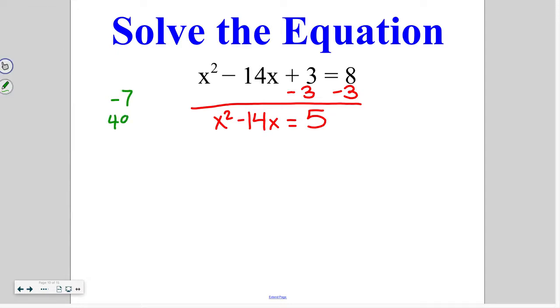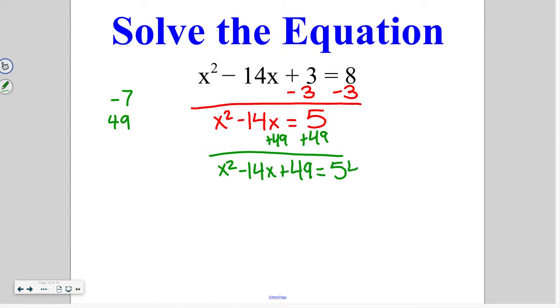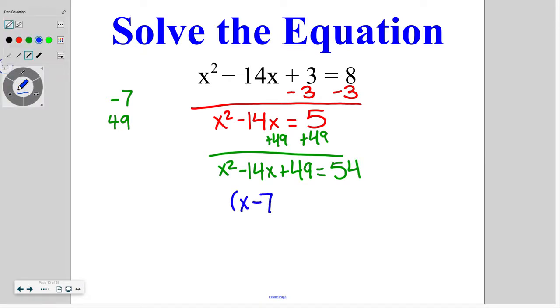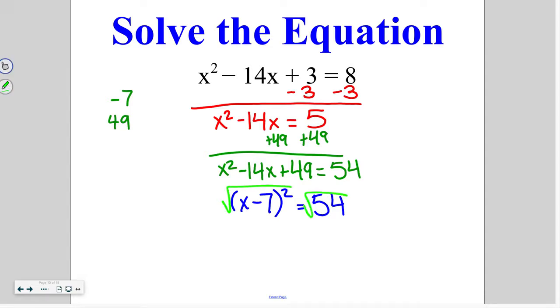Squaring that is 49. So I'm going to add 49 to both sides of my equation and end up with x squared minus 14x plus 49 is equal to 54. Again, we're going to go ahead and factor this, breaking it down into x minus 7 squared is equal to 54. Square rooting both sides, I end up with x minus 7 is equal to 7.35, and x minus 7 is equal to negative 7.35.